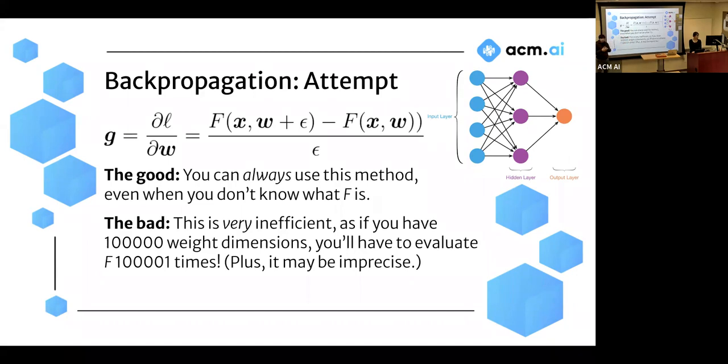So sometimes you're given a machine learning model and you don't have access to the gradients. But you will have access to the inputs and the outputs, and you may be able to do something like this. The bad thing, however, is that this is very, very inefficient. Let's say you have 100,000 weight dimensions, you will have to evaluate f 100,001 times, because remember you have to evaluate f at the current point. Plus, it may be imprecise because we may have numerical errors. So with that in mind, this is not really what people do nowadays.